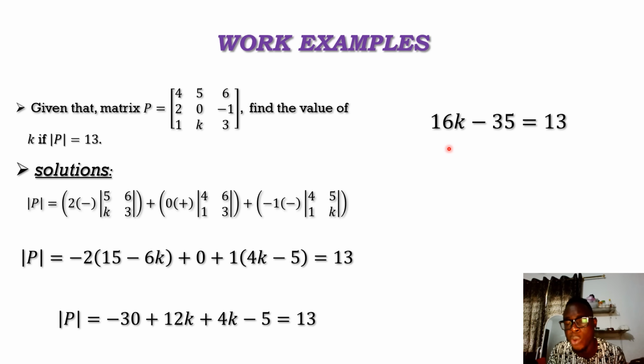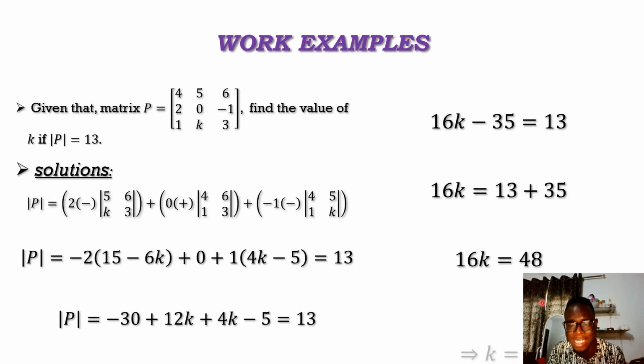So it means that we are going to make k the subject. So 16k minus 35 equal to 13. Then 16k equal to 13 plus 35. Then we get 16k equal to 48. So our k will be equal to 3. So that is how we solve this particular problem.